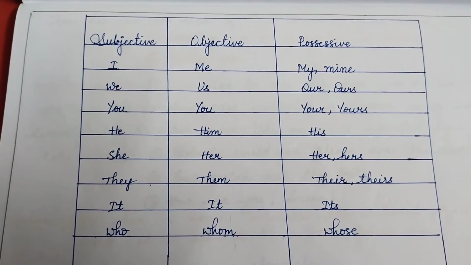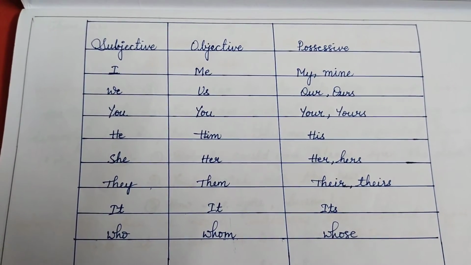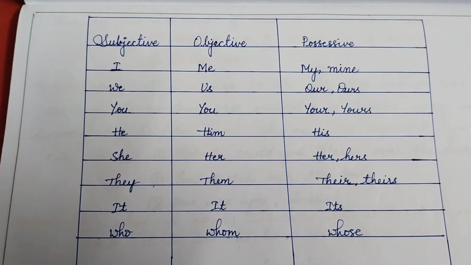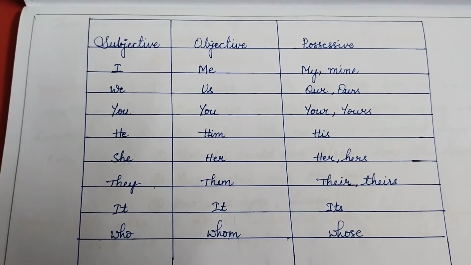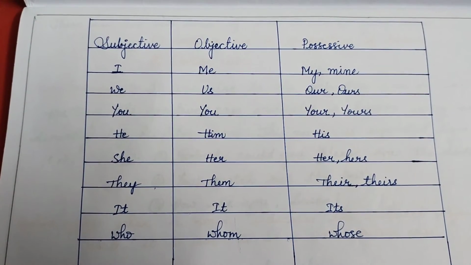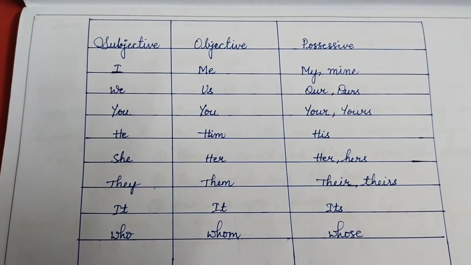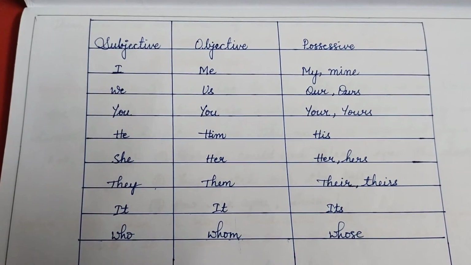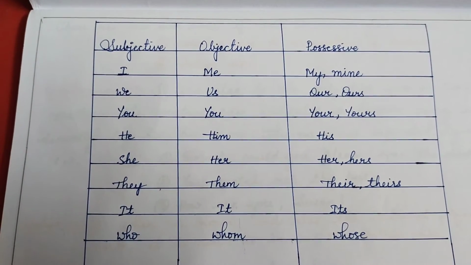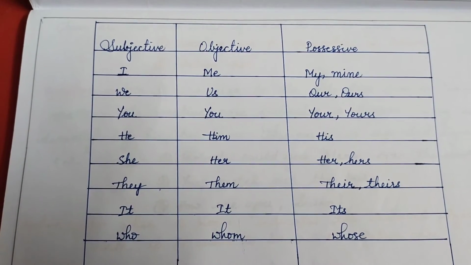Then if subjective case is he, objective will be him, and possessive will be his. If subjective case is she, objective case will be her, and possessive case will be her, hers. If subjective is they, objective will be them, and possessive will be their, theirs. If subjective is it, objective will be it, and possessive will be its. If subjective is who, objective will be whom, and possessive will be whose. Whose pen is this? Whose book is this? Whom do you want to meet?